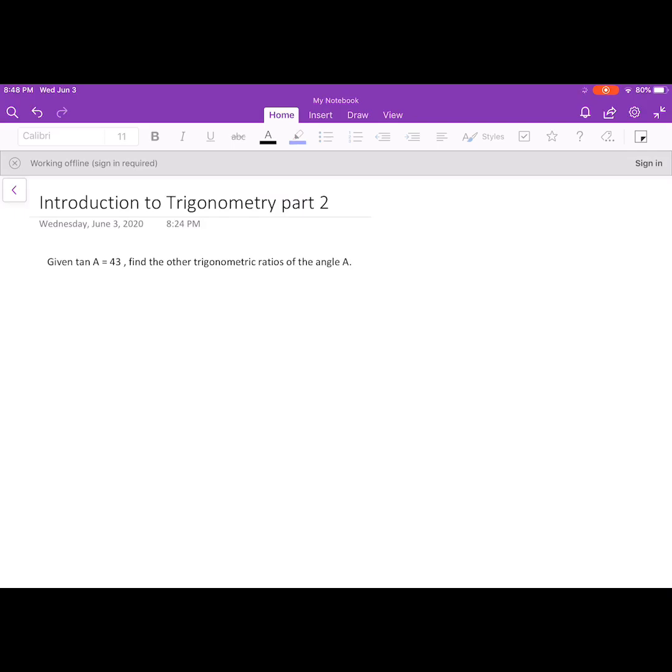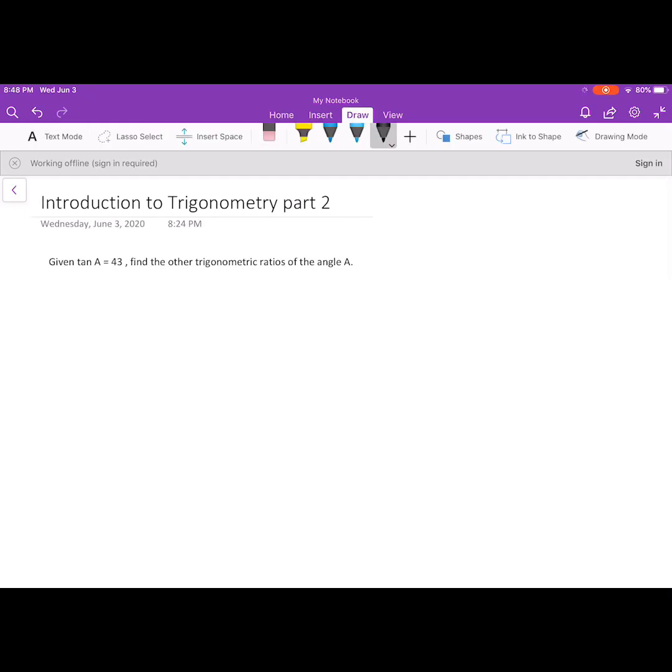In this sum the given is tan A is 4 by 3, and they are asking you to find out all the other trigonometric ratios. What are the other trigonometric ratios we have to find? That is nothing but sine A.